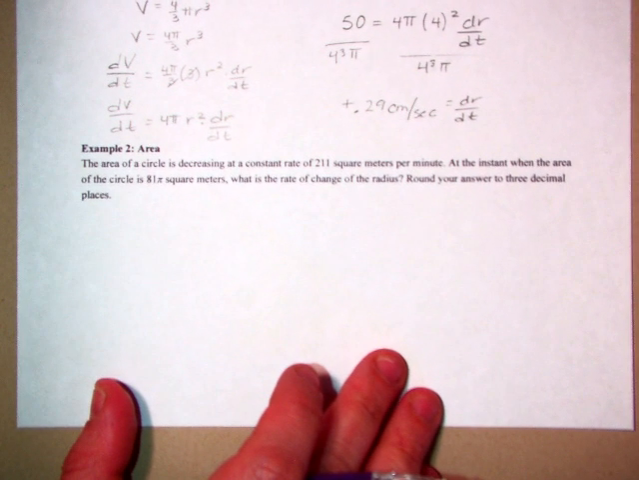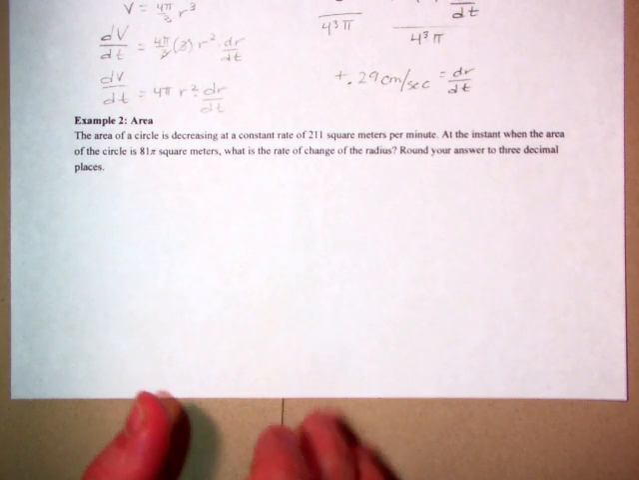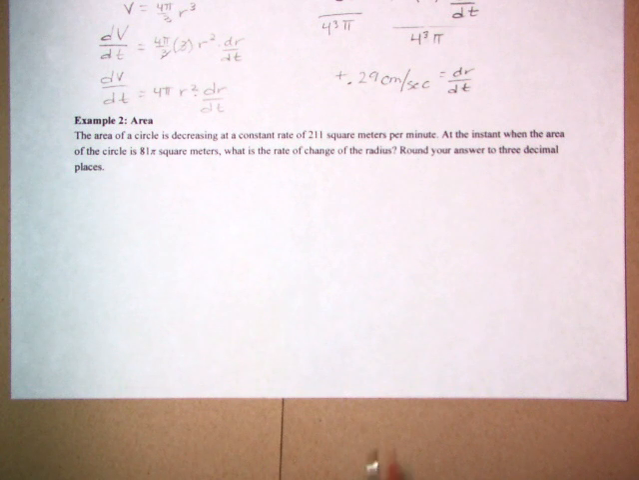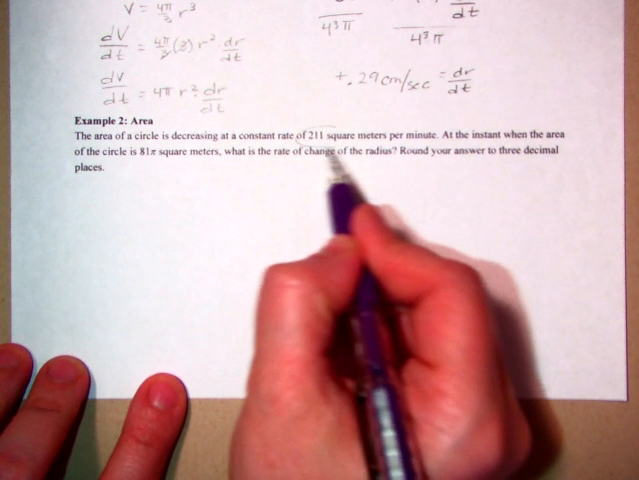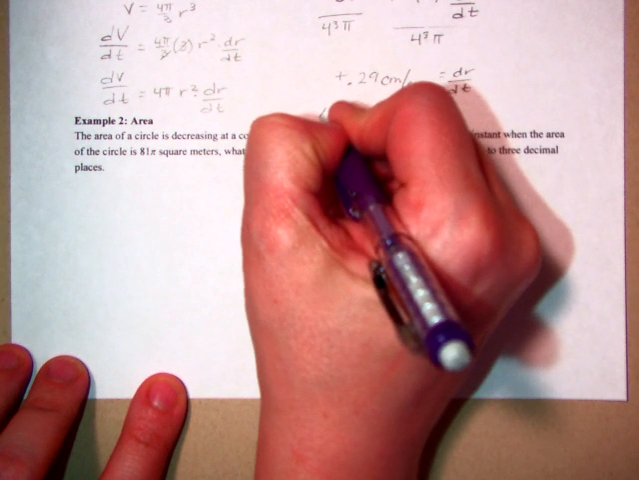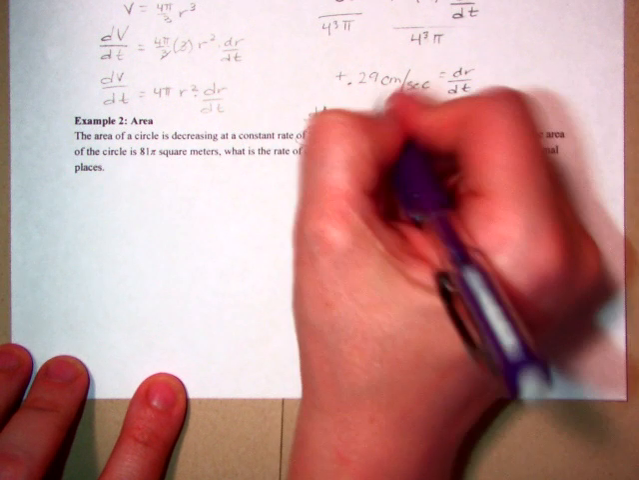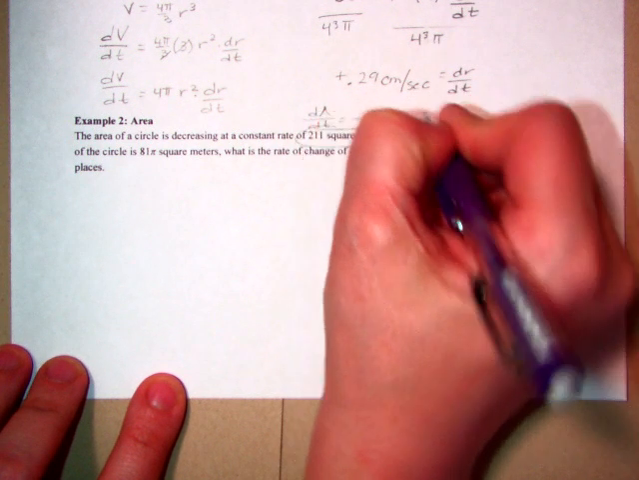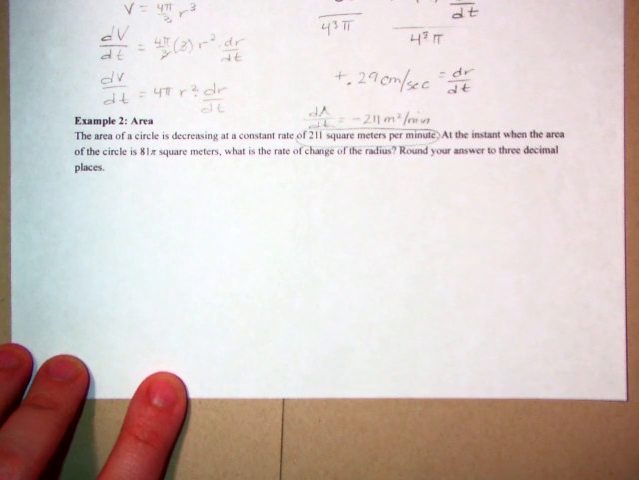Now, as I move down to the bottom, the second example is going to talk about area. The area of a circle is going to be decreasing at a constant rate of 211 square meters per minute. So my dA/dt, it's decreasing at negative 211 meters squared per minute. That is my rate.